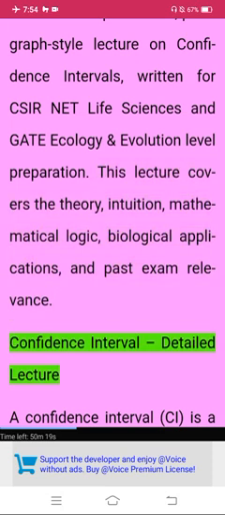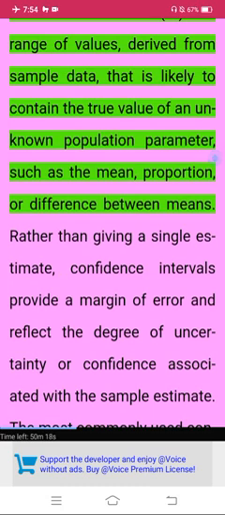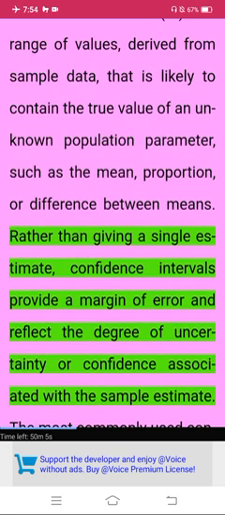Confidence interval, detailed lecture. A confidence interval, CI, is a range of values, derived from sample data, that is likely to contain the true value of an unknown population parameter, such as the mean, proportion, or difference between means. Rather than giving a single estimate, confidence intervals provide a margin of error and reflect the degree of uncertainty or confidence associated with the sample estimate.